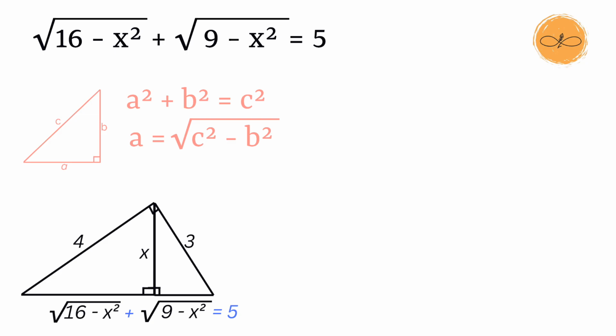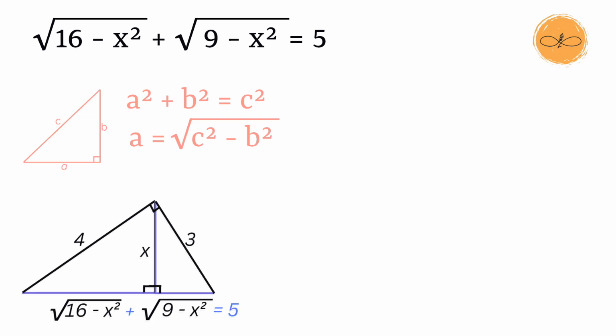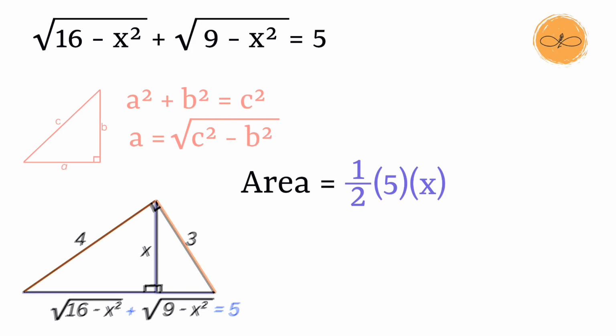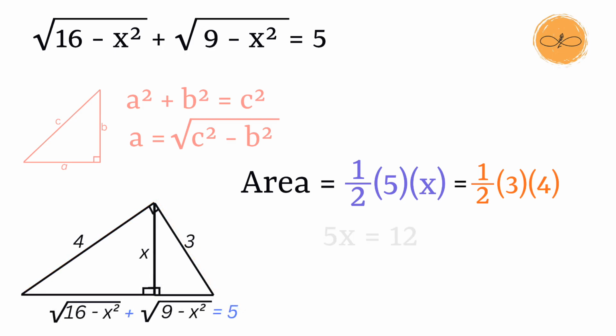We know the area is half base multiplied by height. When we take this as base and height, we get area is equal to half times 5x, and now when we take this as base and height, we get half times 3 multiplied by 4. When we compute this expression we get 5x equals 12, and by dividing both sides by 5 we get x is equal to 12 over 5.